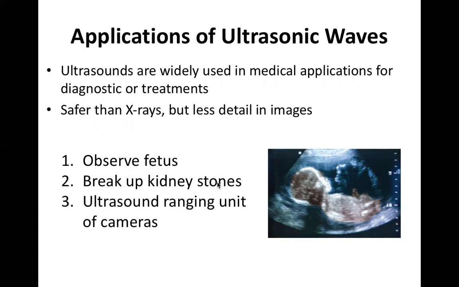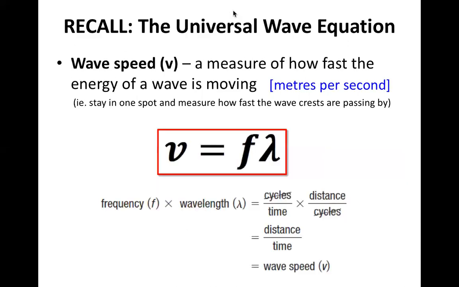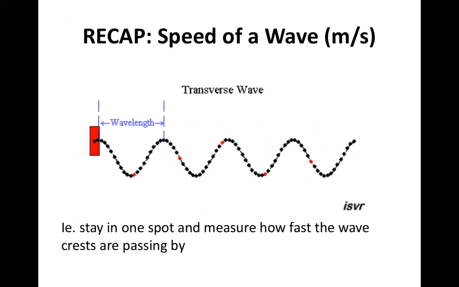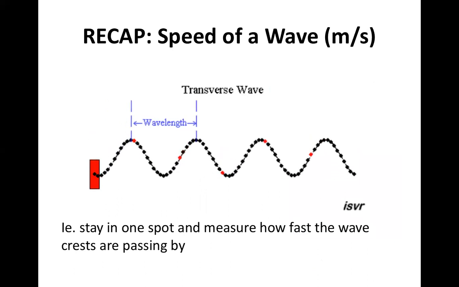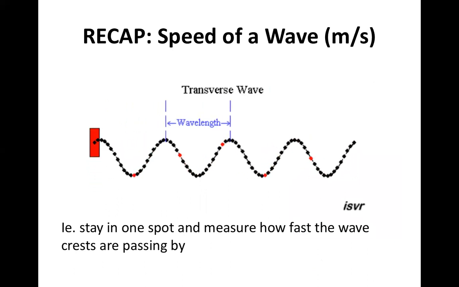That energy could be damaging, which is why we always consider what is the safest option for waves. Ultrasound ranging unit of cameras is another application. And recall that universal wave equation, v equals f lambda. We are going to be using this throughout the unit, as I mentioned earlier. But what really is the speed of a wave?